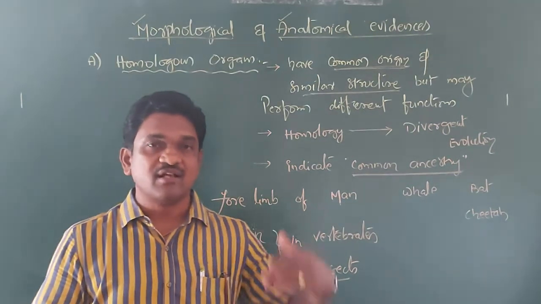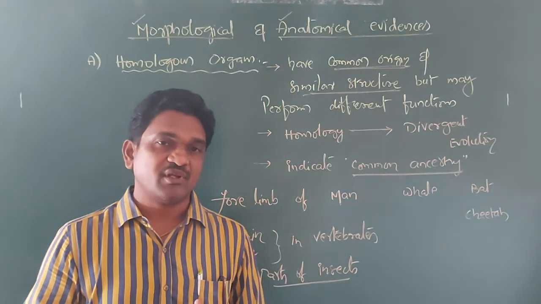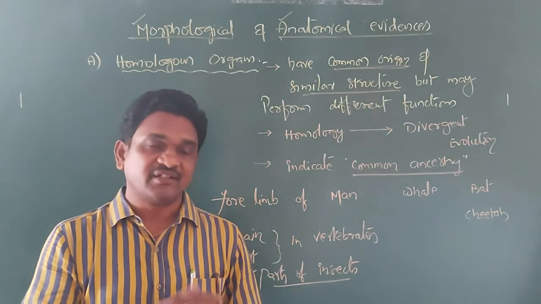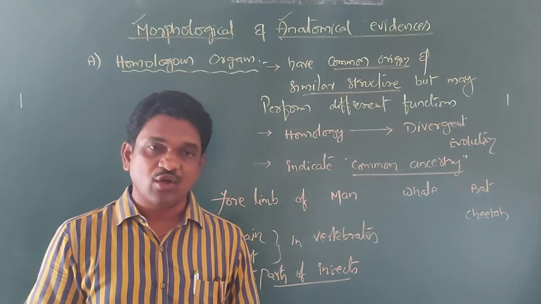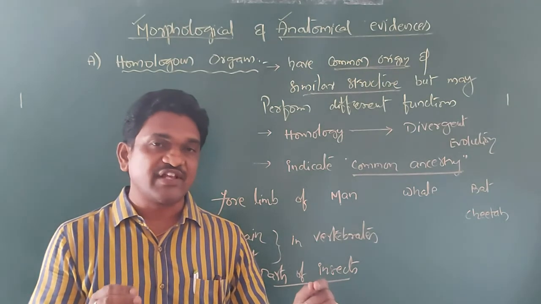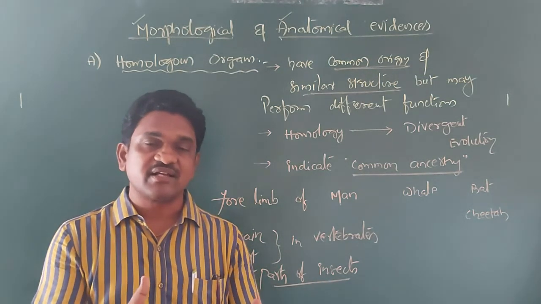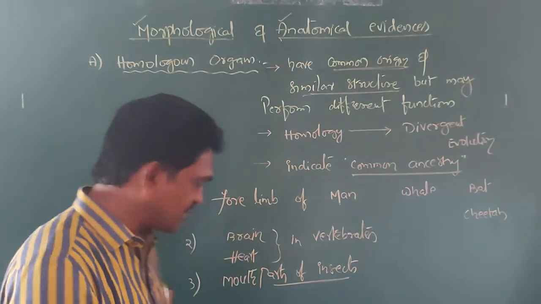In some insects, mouth parts are useful for biting and chewing, for example the cockroach. In mosquitoes, mouth parts are useful for piercing and sucking blood. Thus, in spite of having the same structure, they perform different functions. Why do mouth parts of various insects have structural similarity? Because all the insects were descended from common ancestors. Next example.